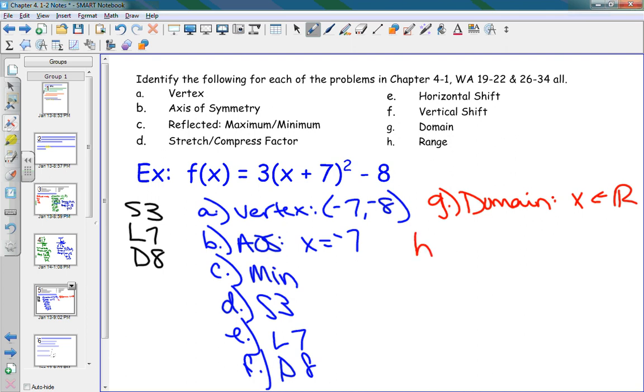And then H is your range. Now, my range depends upon if it's a max or a min. And what is this? Min. So is it a mountain or a valley? It is definitely a valley. So where is the first part of this valley that you're going to hit coming from the very bottom of the y-axis? You're going to hit it at the k value, and that k value is -8. So it starts at -8, and where does it stop? It stops at infinity, which means y is greater than or equal to -8. Do you see what I see?